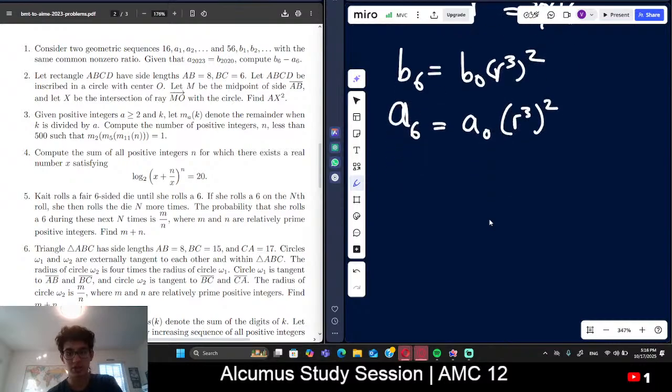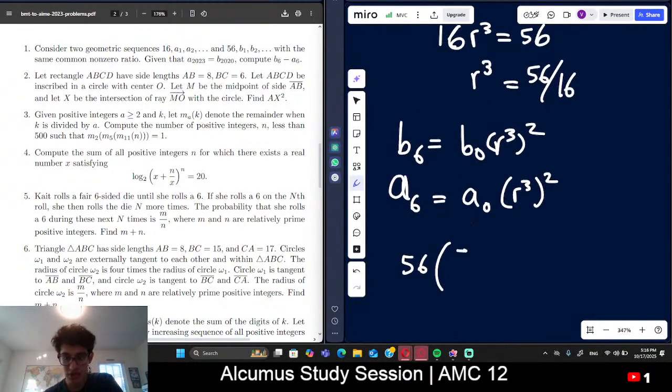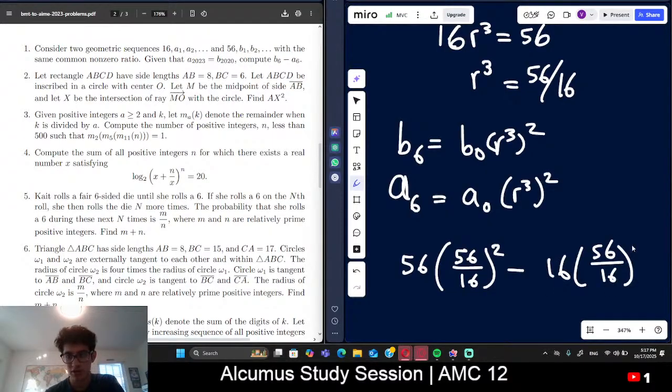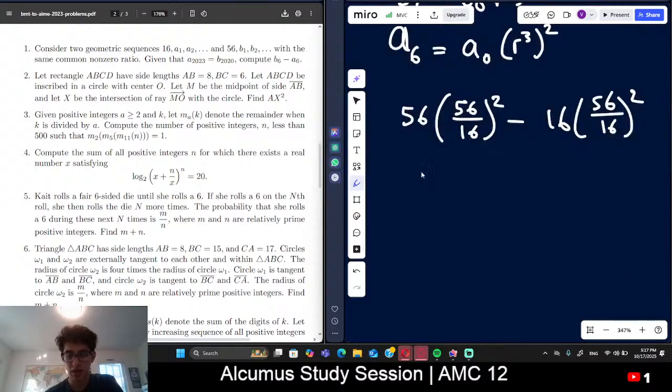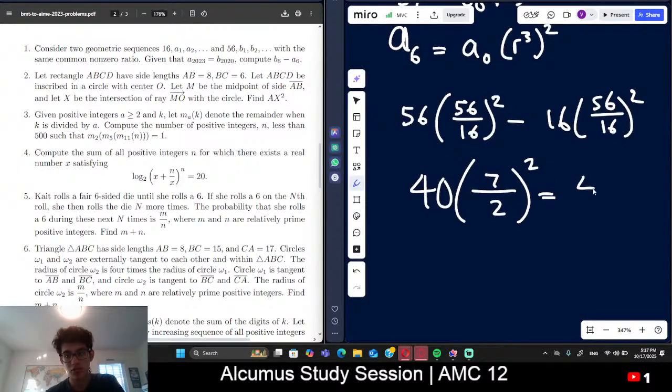We're given b sub 0 and a sub 0. So the first one is going to be 56 times 56 over 16 squared, minus 16 times the same thing. Of course, we can factor out a 56 minus 16, so that's 40 times this. Let's take out a 4, or rather an 8. You get 7 over 2 and square that. And what do we get now? Now we have 49 times 10, which is 490. So that's our answer for the first one.